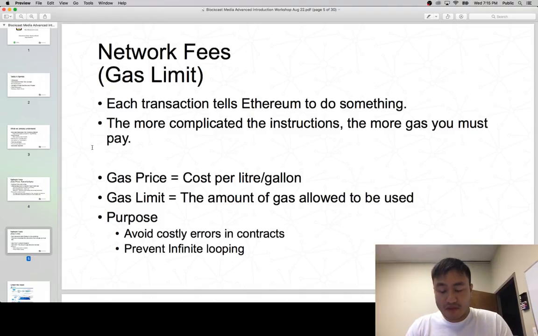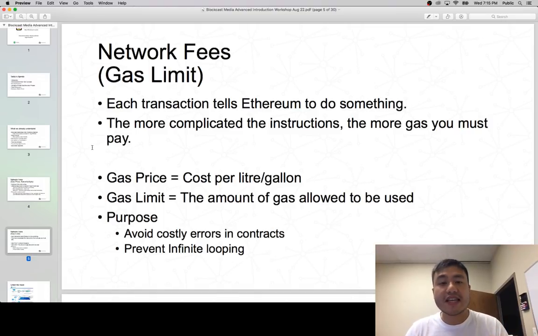So in essence, changing the gas limit won't actually do much to change how much you're going to pay in transaction fees, right? Because if you're just telling Ethereum to transfer one ETH from point A to point B, that's one set of instructions. If you change the limit on that, it doesn't really matter because you're only giving it one specific instruction.